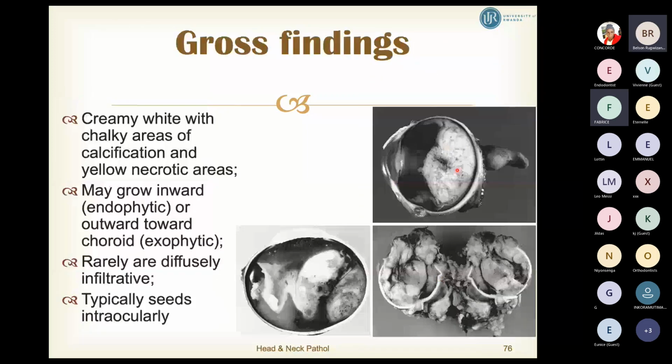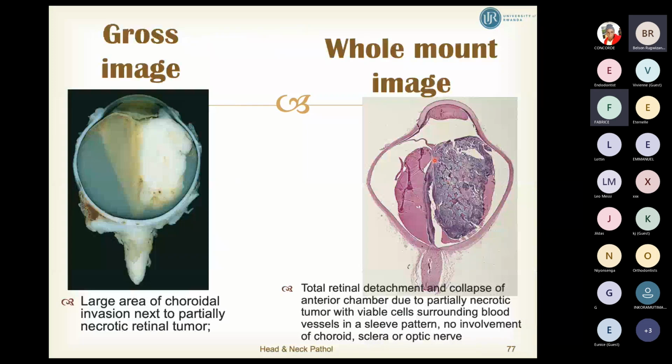So this is white and black images. So this is a current image. So you can identify here the optic nerve. Then there is a tumor in the vitreous, which is whitish here, very whitish. There is more necrosis here. So lens, cornea.